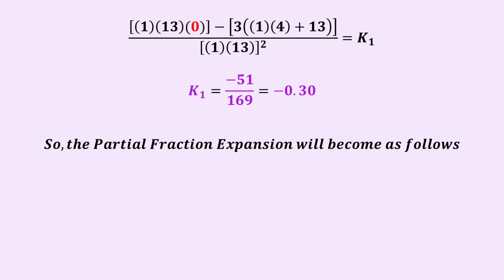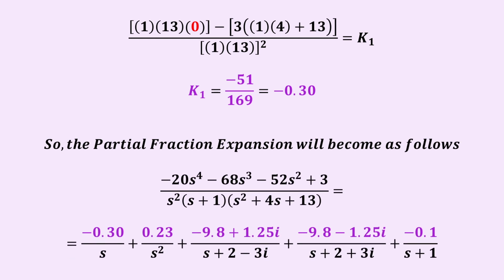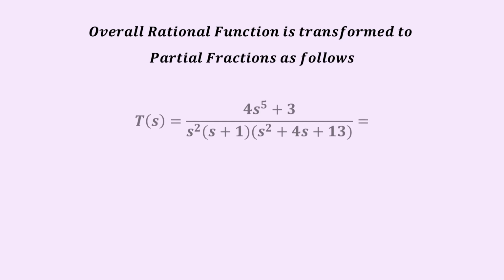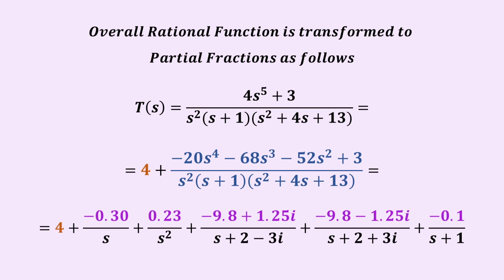So the complete partial fraction expansion of this rational proper fraction is shown here, in which we have found all the residues from k1 to k5. Once the partial fraction expansion is complete, this overall rational function can be transformed into the following form. Here you can see how this improper function is represented in terms of a direct term and the summation of all the partial fractions.